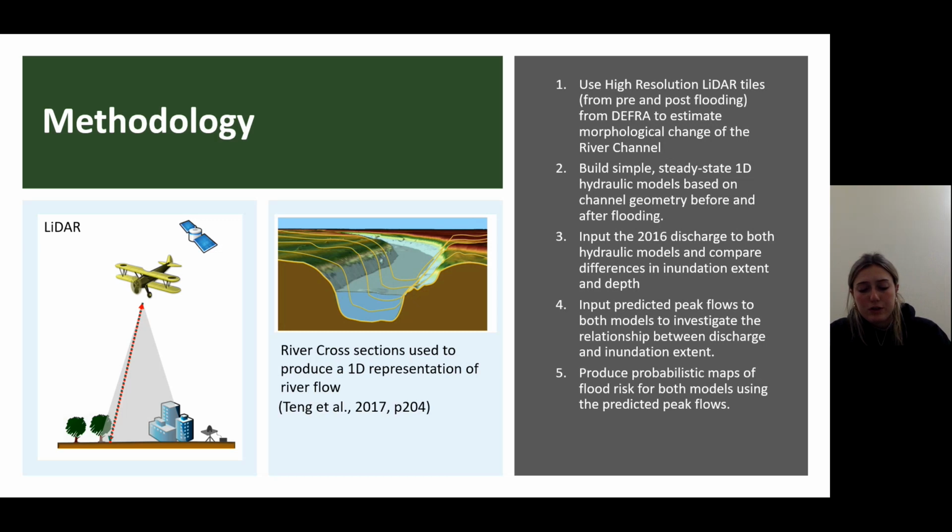So to properly complete the project, the following methodology will be used. Firstly, the high resolution LiDAR data, as mentioned earlier, for pre and post flood will be used. The LiDAR tiles will be used to estimate the morphological change of the river channel. And from this LiDAR data, simple steady state 1D hydraulic models will be produced for before and after flooding river channels.